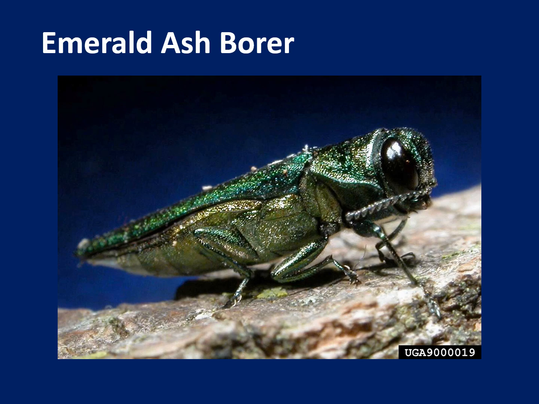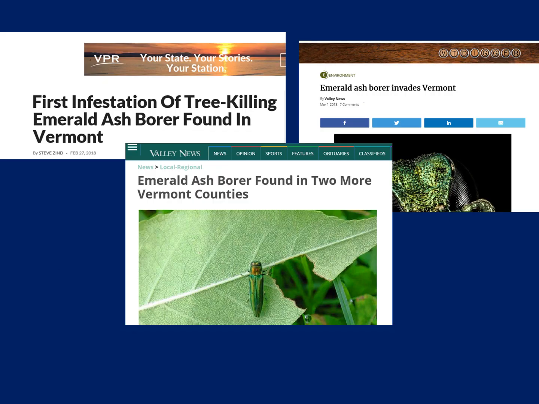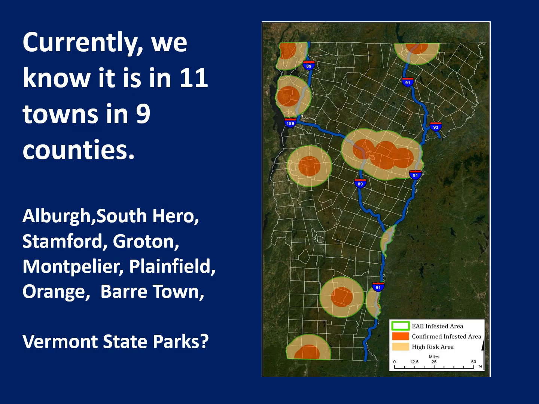Okay, emerald ash borer. Sure, you all heard about emerald ash borer in the news. It's in Vermont. It's been here a couple years now. It's in 11 towns, 9 counties, so it's all over the state. We call this map the fried egg map. So the center is the confirmed infested area, but we're assuming that the whole egg has emerald ash borer, even if it hasn't all been found yet. So it's very important to not move ash out of those areas during the flight season, which is after June 1st.